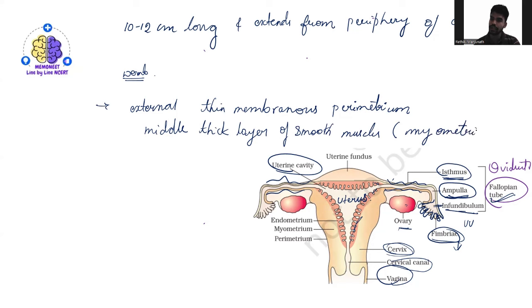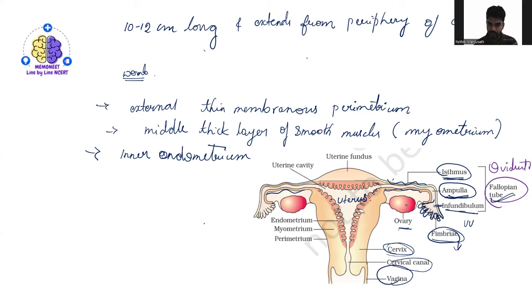So, external, middle, and now the inner part. The inner layer is called the endometrium, which lines the uterine cavity. This inner layer is the endometrium, and it is already shown in the diagram with the layers.